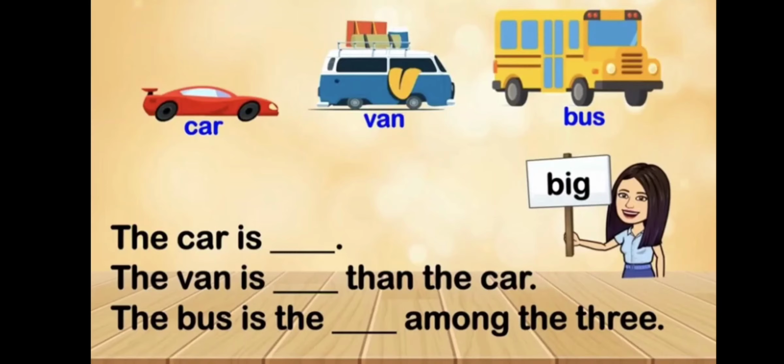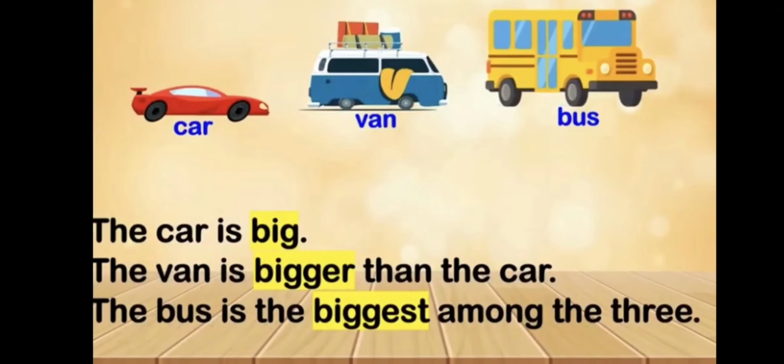So what will it be? Bigger. Next, the bus is dash among the three. So we are comparing the bus with the van and the car. So it will be superlative degree. So what will it be? It's biggest. So the car is big, the van is bigger than the car, the bus is the biggest among the three.